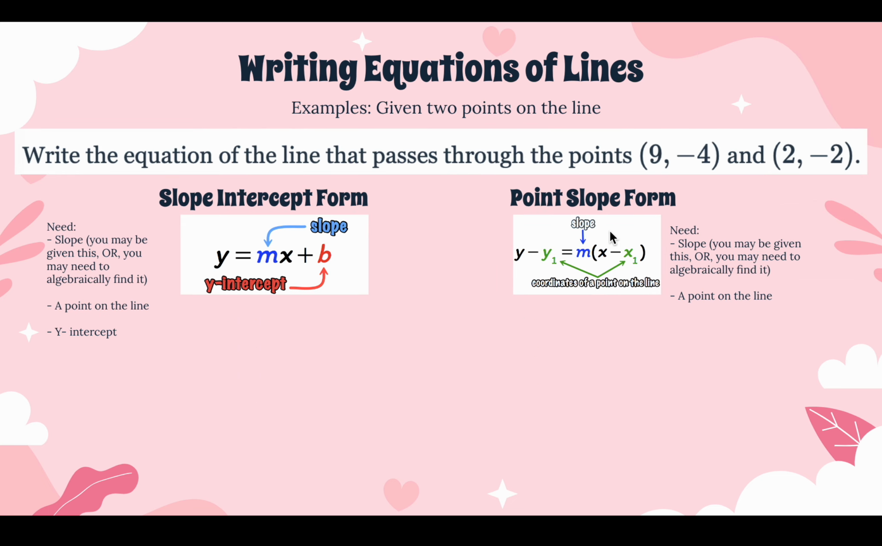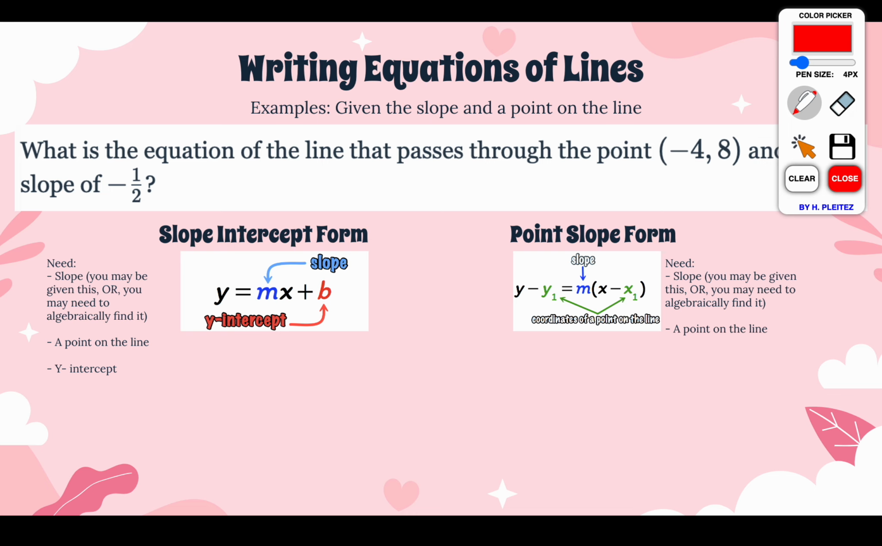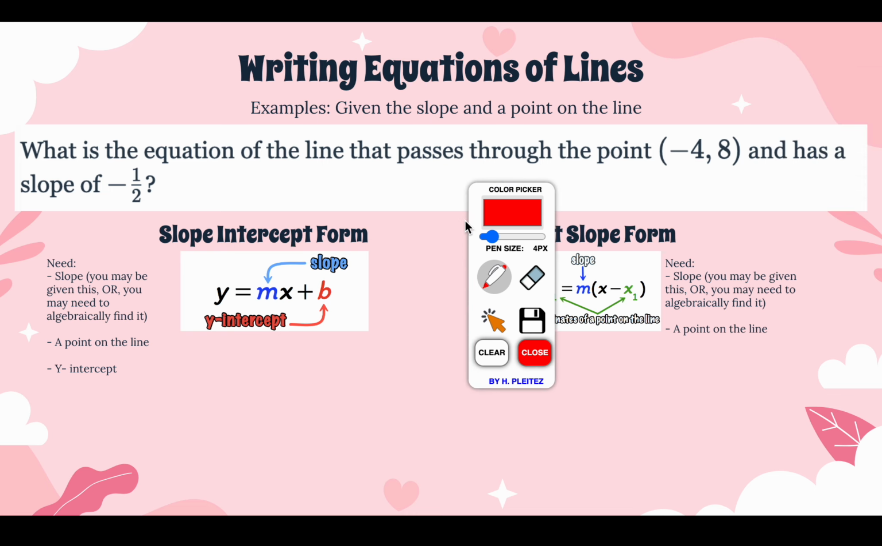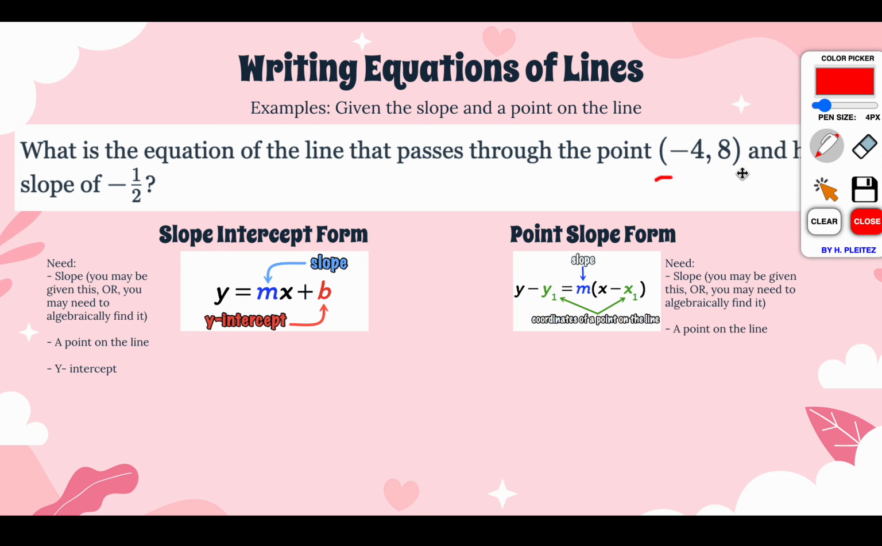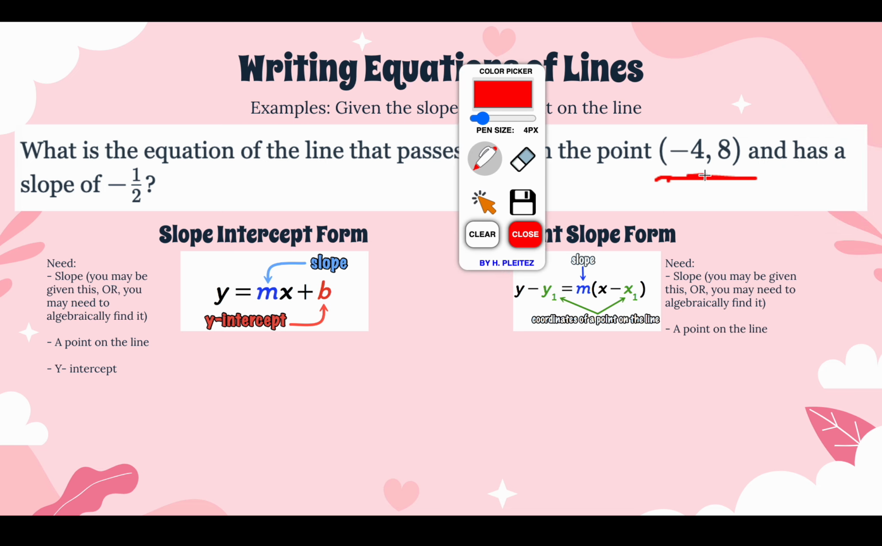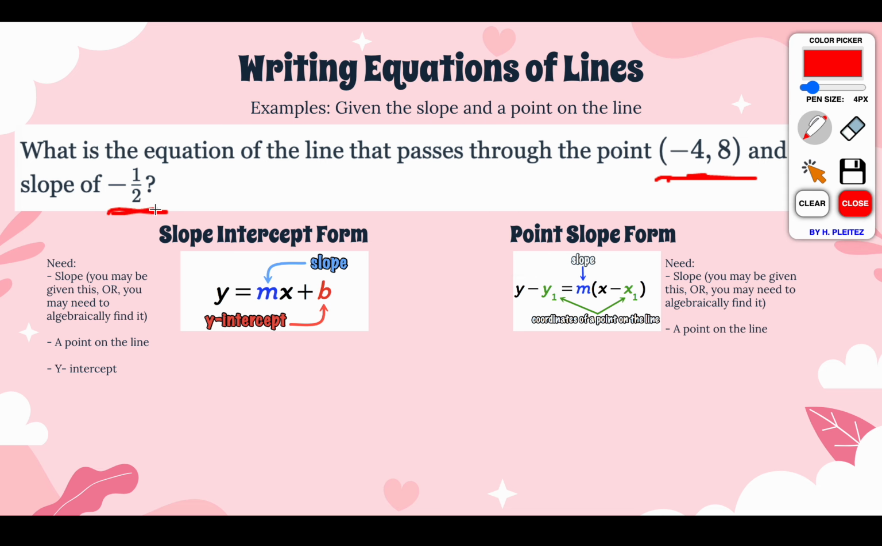We're going to go into two examples. Example number 1 says, what is the equation of a line that passes through the point (-4, 8) and has a slope of -1/2? Let's do it in point slope form first. Point slope form is a little bit easier because we already have the two things we need. We have the slope and we have a point on the line.